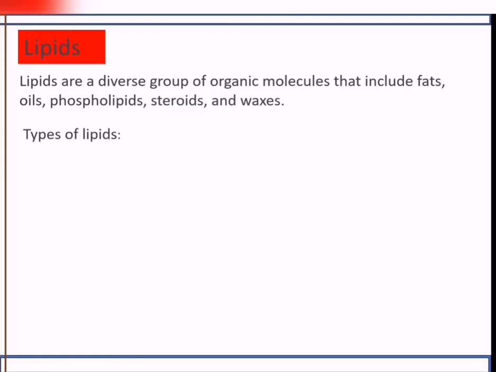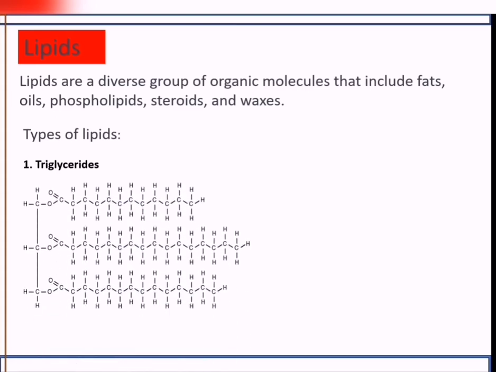The first one is triglycerides, also known as fats or oil. Triglycerides are the primary storage form of energy in animals and plants. They consist of glycerol and three fatty acid chains. Triglycerides are stored in adipose tissue and can be broken down to provide a source of energy when needed.